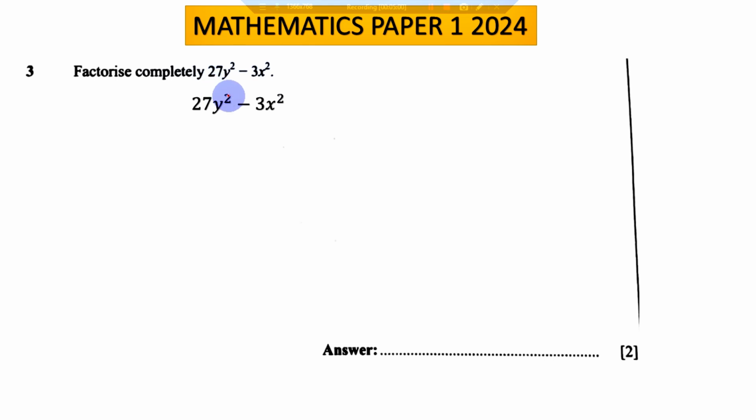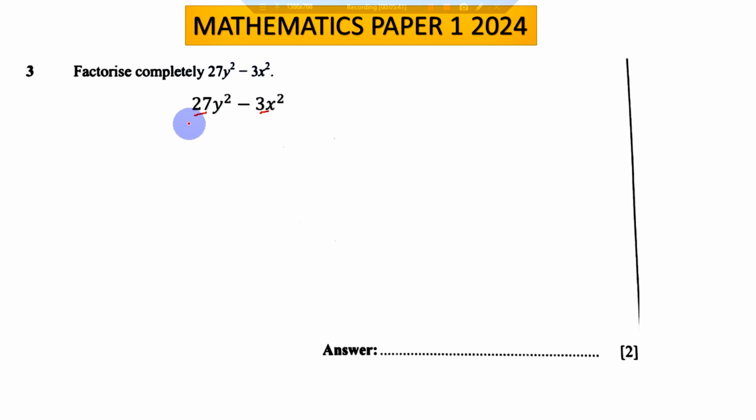The way it works, first of all, you need to take what is common outside, and then the difference of two squares factorization will work with the terms that will remain inside the brackets. So in this case, first of all, let us find what is common. When you look at our letters, the letters are not common, so we'll go for the numbers. You find the highest common factor that can go into these two numbers without leaving a remainder. In this case, it will be a 3.